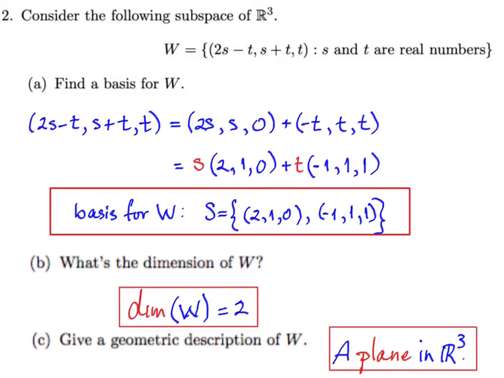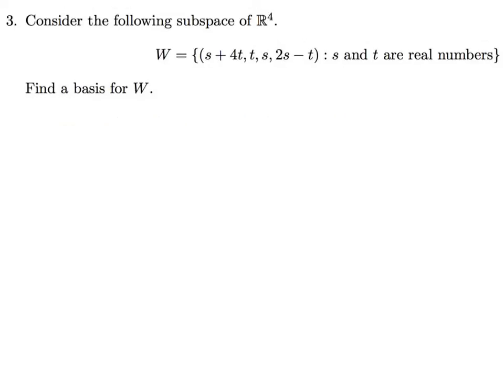All right, let's do something somewhat similar in R4. In this example, we have a subspace of R4 consisting of all ordered 4-tuples of the form s plus 4t, t, s, and then 2s minus t. Those are the 4 components of any ordered 4-tuple in W. Let's do the same thing. Let's find a basis for this subspace by rewriting an arbitrary 4-tuple in W as a linear combination of 4-tuples in R4. So let's take this arbitrary 4-tuple.